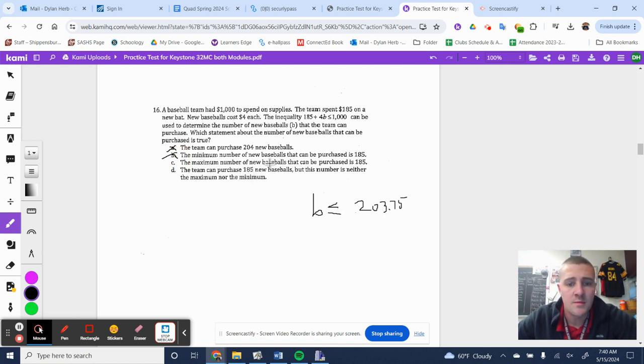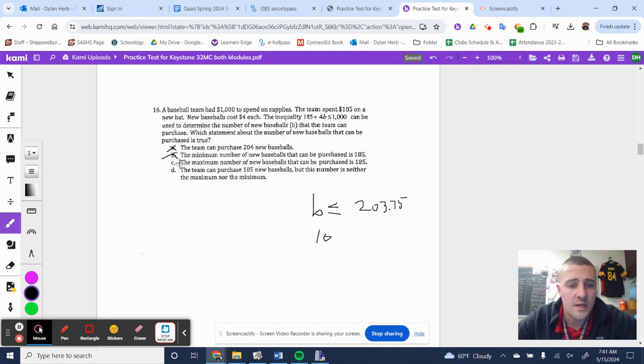C, the maximum number of balls that can be purchased is 185. That's not true, because it's higher than that. Actually, I misspoke on the previous one. The minimum number of new baseballs that can be purchased is 185. You can purchase less than that. So they could purchase like 10 if they wanted to, because 10 would satisfy this inequality.